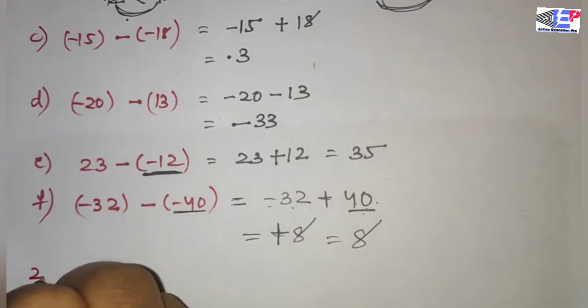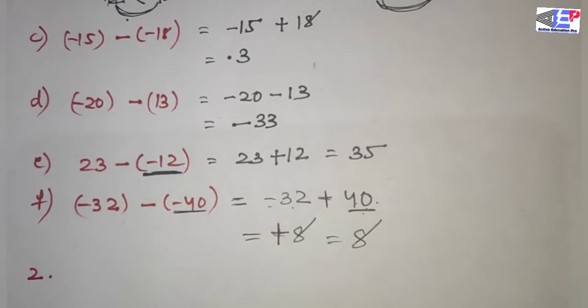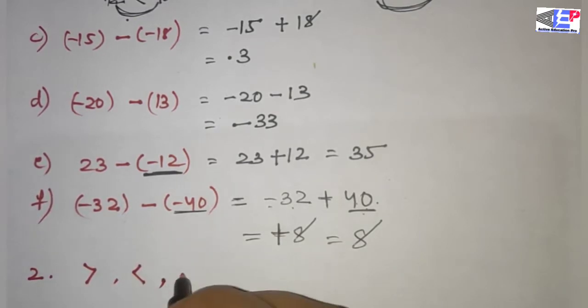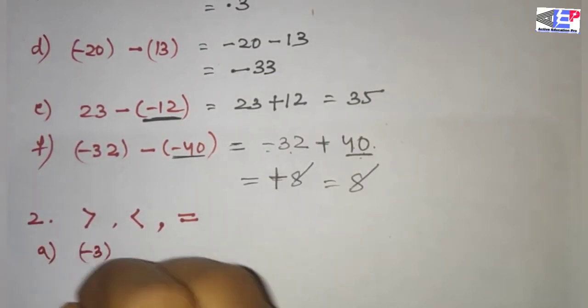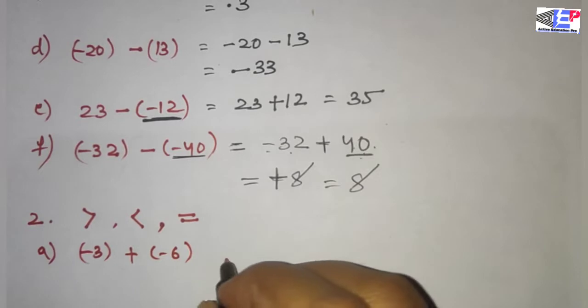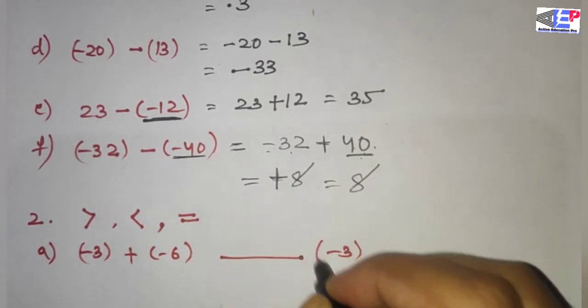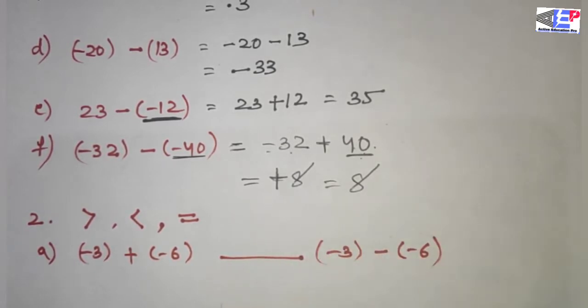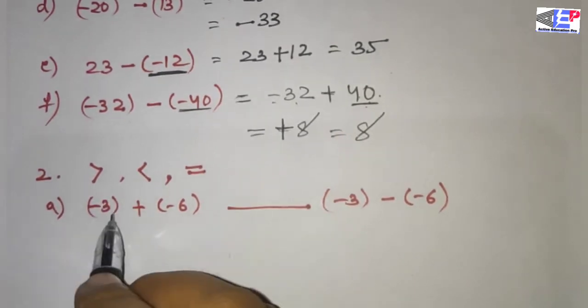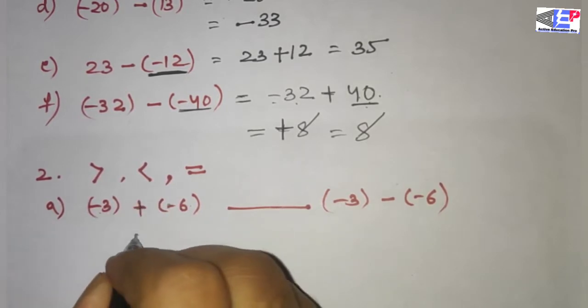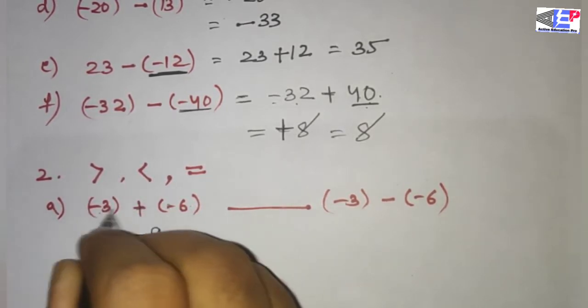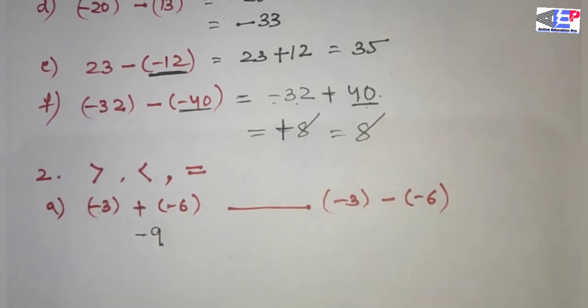Then question number 2. Fill in the blanks with greater than, smaller than, or equal to sign. So you have to put the greater than symbol, smaller than symbol, or equal to sign. So the first bit is minus 3 plus minus 6. Look here, minus 3 minus 6. There is addition of both negative integers, so the answer will be minus 9. Put the sign and add the numerical values because both are of the same sign.